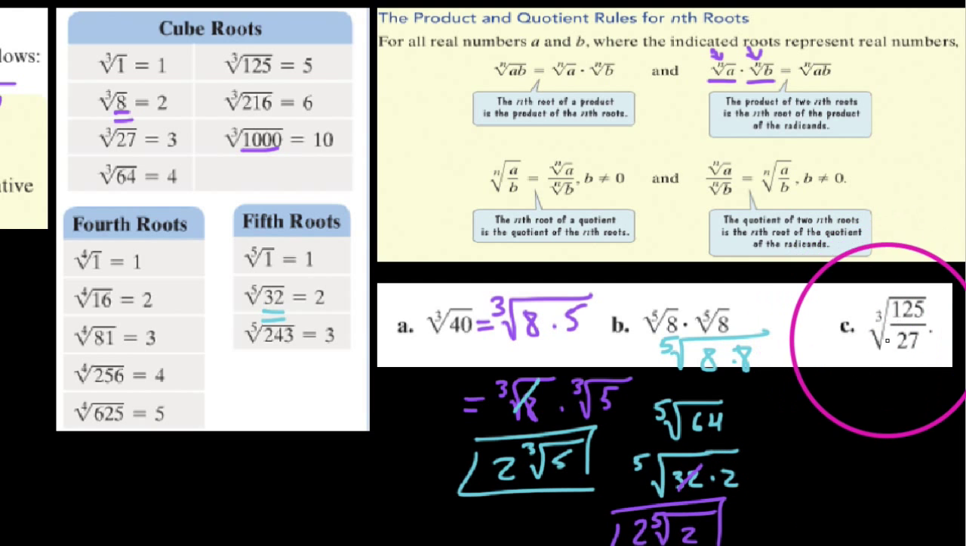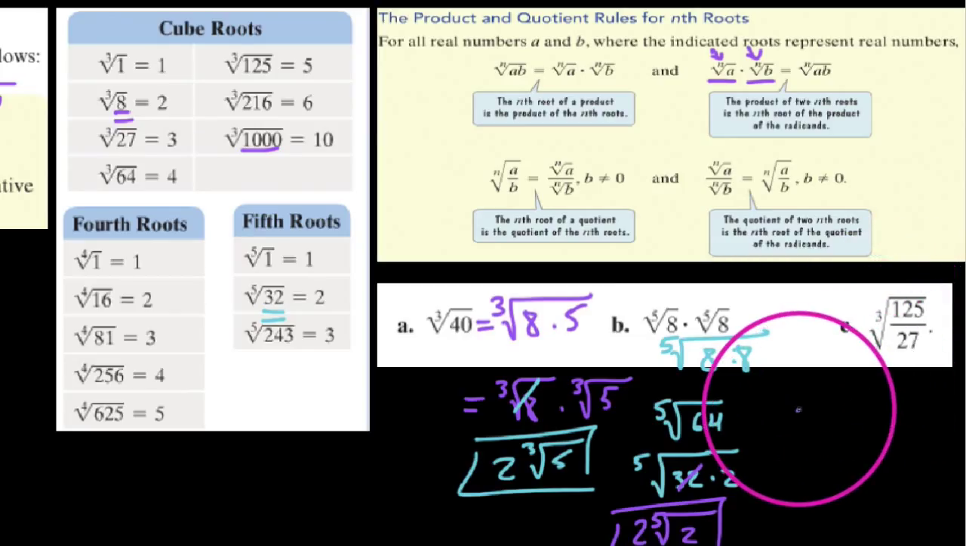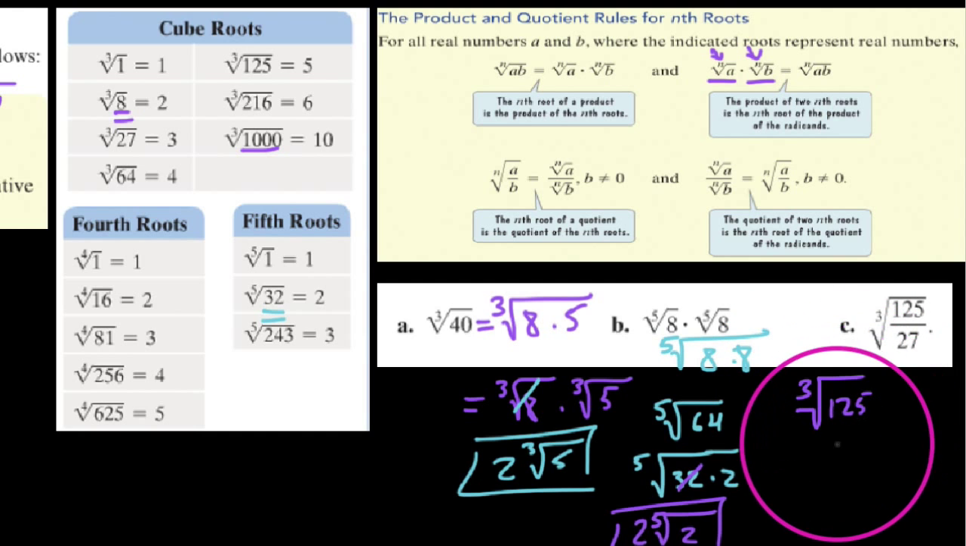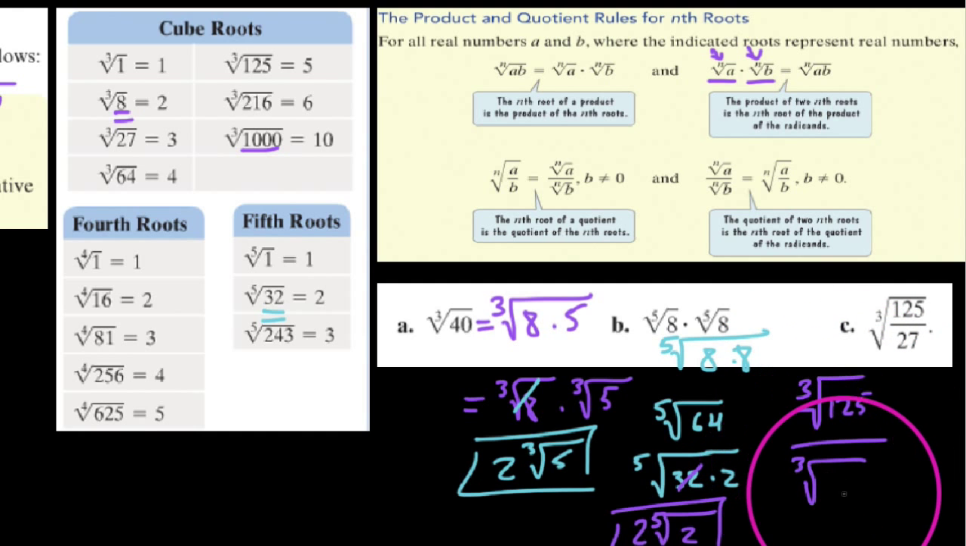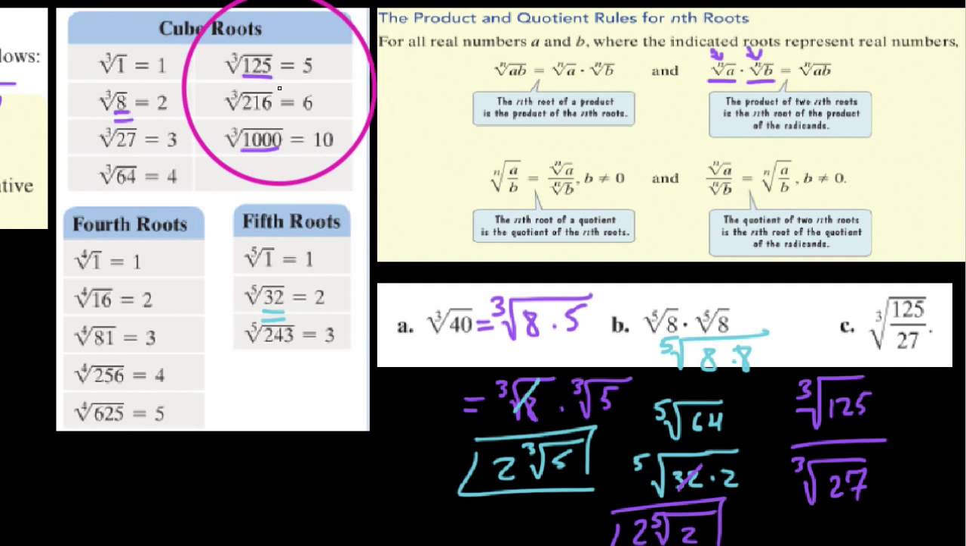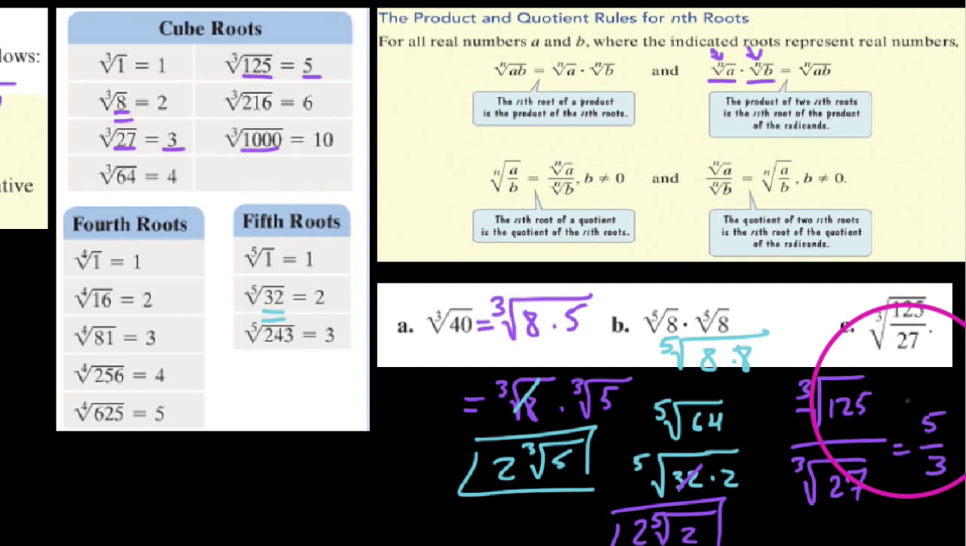And really quickly, we'll do one with the quotient rule here, but I can't simplify 125 over 27 here. But I do know that if I were to take the cube root of a quotient, it's the cube root of everything on top over the cube root of everything on bottom. And the nice thing about that is I recognize that 125 and 27 are perfect cubes. 125 is a perfect cube of 5, and 27 is a perfect cube of 3. So really simplifying this, we come out to be just 5/3.